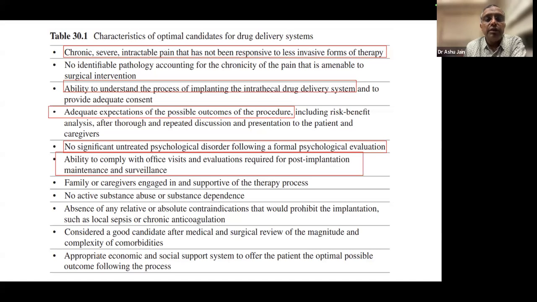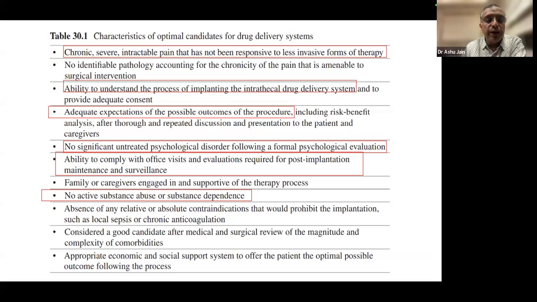And then we must not forget that this device requires constant follow-up in your office and evaluation for post-implant maintenance and surveillance, because you may have to refill the pump. There can be other problems with the pump, so the patient should be ready to do that. Now suppose the patient is living in an inaccessible area, that is one of the relative contraindications for putting those devices, because if there is nobody around him to take care of these devices, this can really make their life hell. So we should be very careful about that.